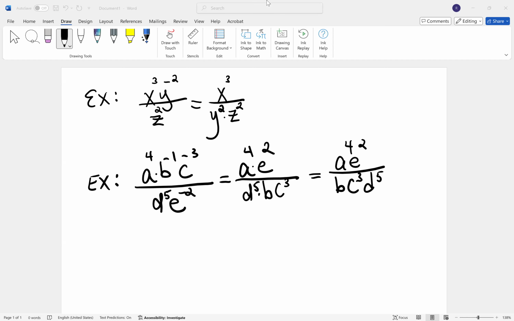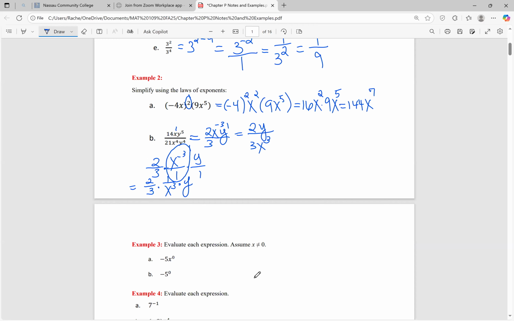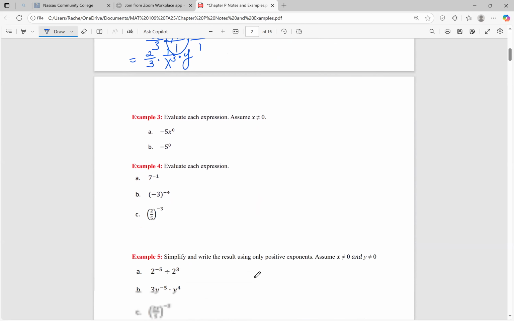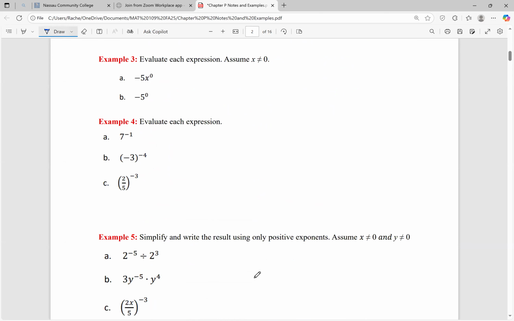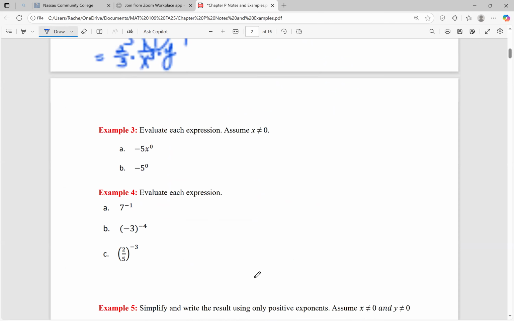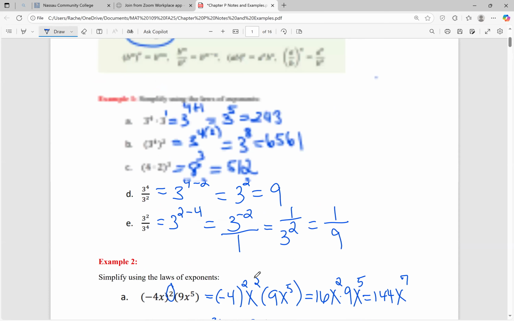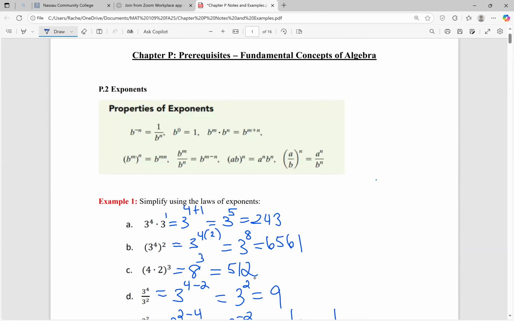So let's go back to the worksheet. And let's look at number 3. So in example 3, and let me just make this a little bit bigger, we want to practice using the zero exponent rule. So just a quick reminder, a base to the 0 power is equal to 1.